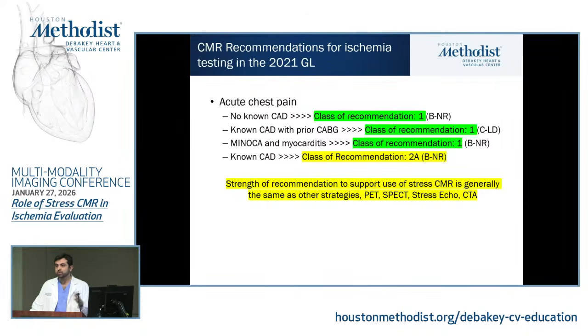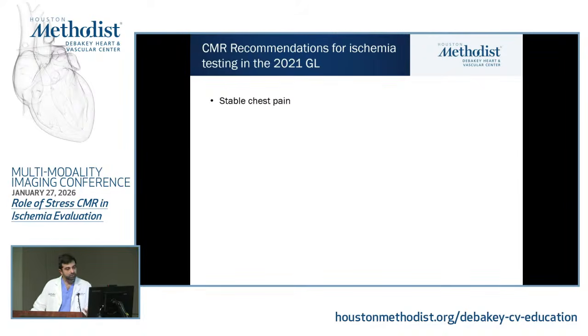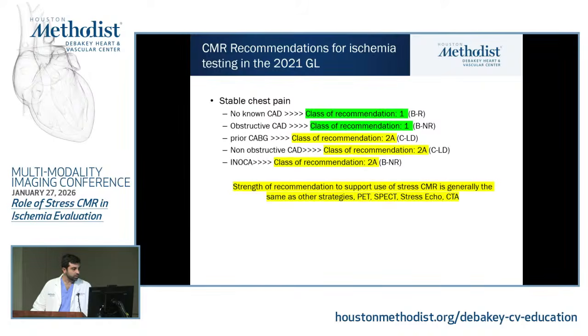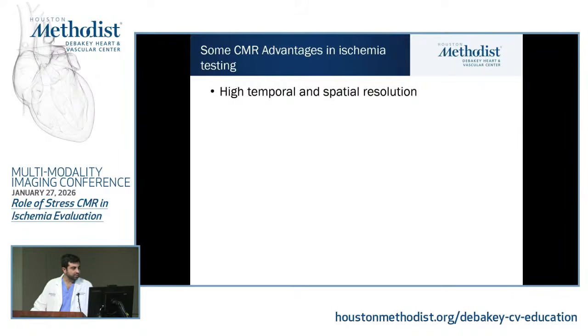And you guys know from your experience with nuclear, there's a huge variation in the accuracy of individual interpreters to look at nuclear tests based on expertise level. The same applies for MRI. So when it comes to stable chest pain, it's also class 1 or class 2A. And when it comes to the advantages of MRI, it's higher temporal and spatial resolution. So temporal resolution is your ability to discern wall motion changes and abnormalities over time. And this is higher with CMR than it is with PET or SPECT.